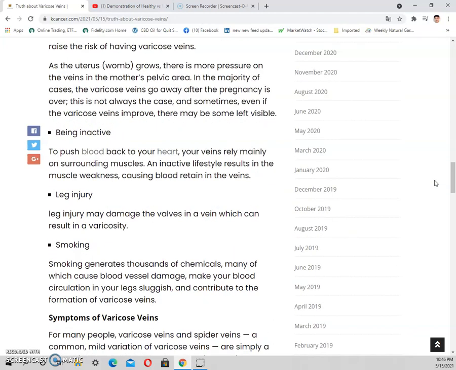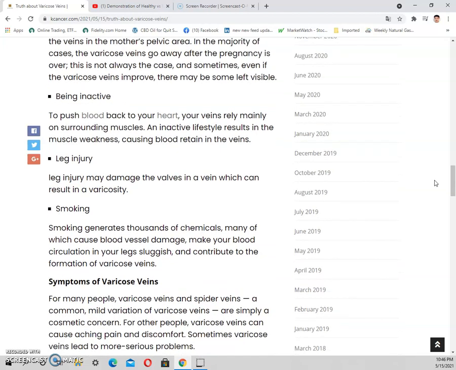Another thing is that being inactive may be a disadvantage, because we know the veins don't have any power to contract and push the blood from the legs to the heart, but the muscle is one of the most powerful forces pushing blood in the veins to the heart. So if you are inactive, the muscles become weak, and that will cause blood to be retained in the veins, especially in the leg.